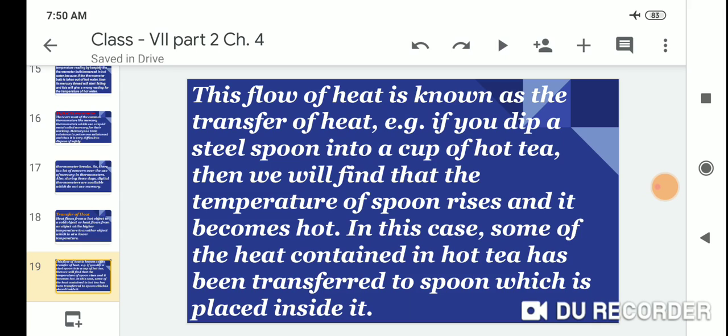For example, if you dip a steel spoon into a cup of hot tea, we will find that the temperature of the spoon rises and it becomes hot. In this case, some of the heat content of the hot tea has been transferred to the spoon which is placed inside it.